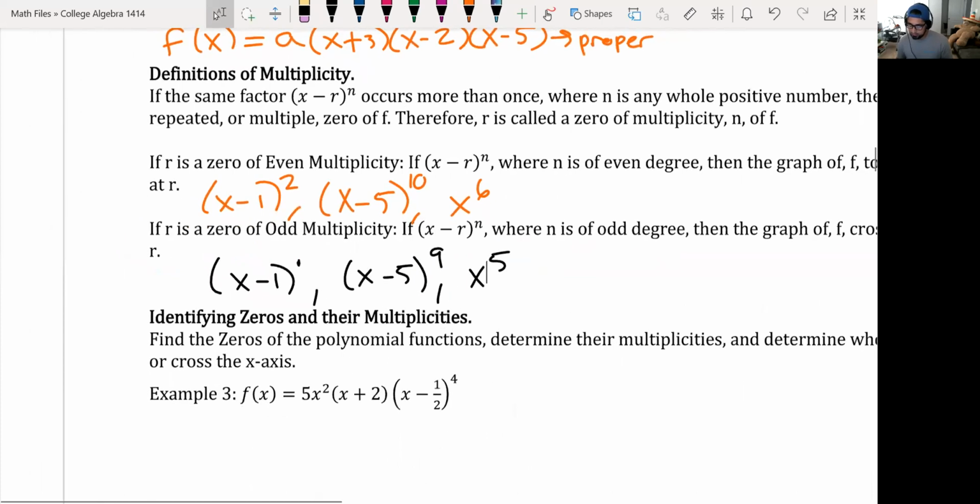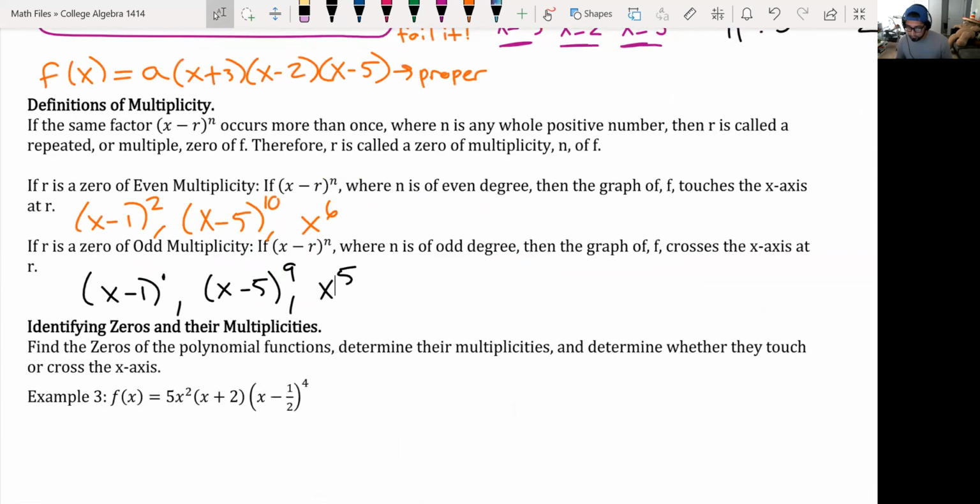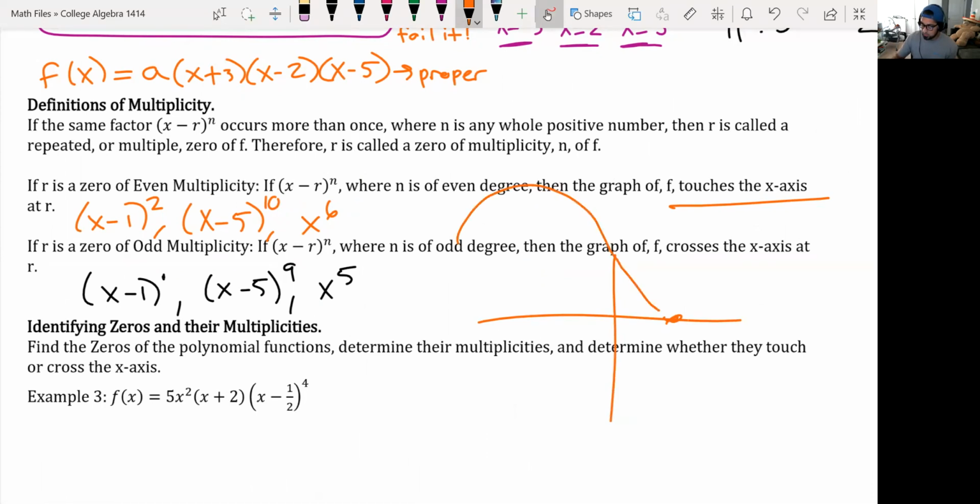So that's what it means to have even and odd multiplicity. And when we get to graphing it, if you have even multiplicity, this means that at that exact x-intercept, root, the graph will touch the x-axis. Meaning, if I drew a graph here, I had the point, our graph would come down, touch the point, and go. You can even say it bounces off the point. It'll touch the point and go.